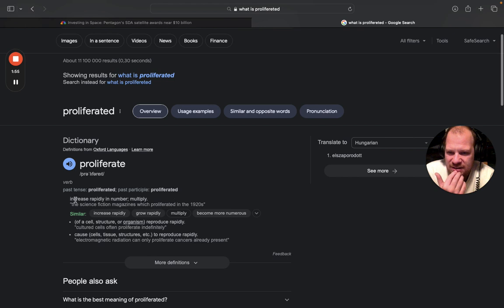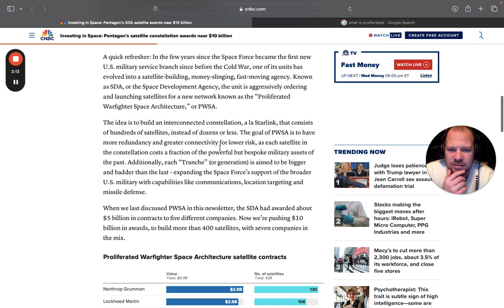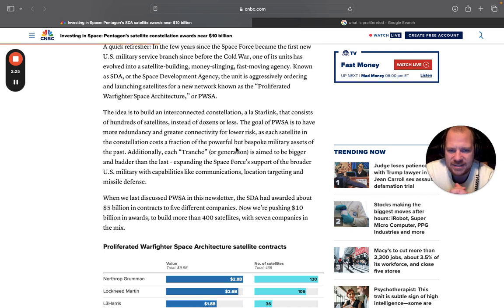So it's here. You can see proliferate is a rapid increase in number or multiply. So it's like the increased warfighter space architecture. Let's go more into this. So the idea is to build an interconnected constellation a la Starlink that consists of hundreds of satellites instead of a dozen or less. The goal of the PWSA is to have more redundancy and greater connectivity for lower risk, as each satellite in the constellation costs a fraction of the powerful but bespoke military assets of the past.